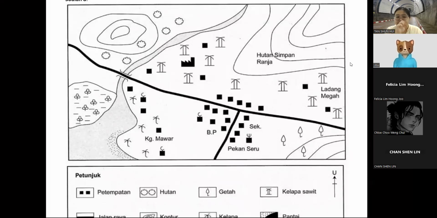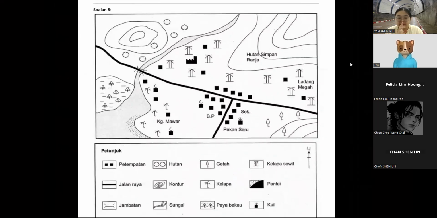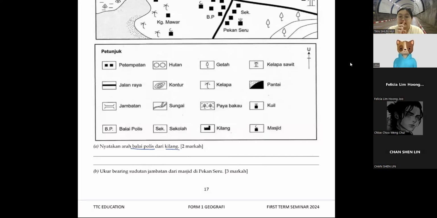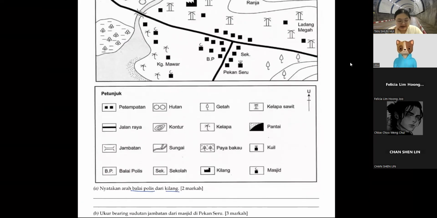And can you find balai polis? You found it? Yep, correct. Balai polis dari kilang ya. Balai polis dari means what? From kilang. You want the direction of balai polis, because they say arah balai polis.